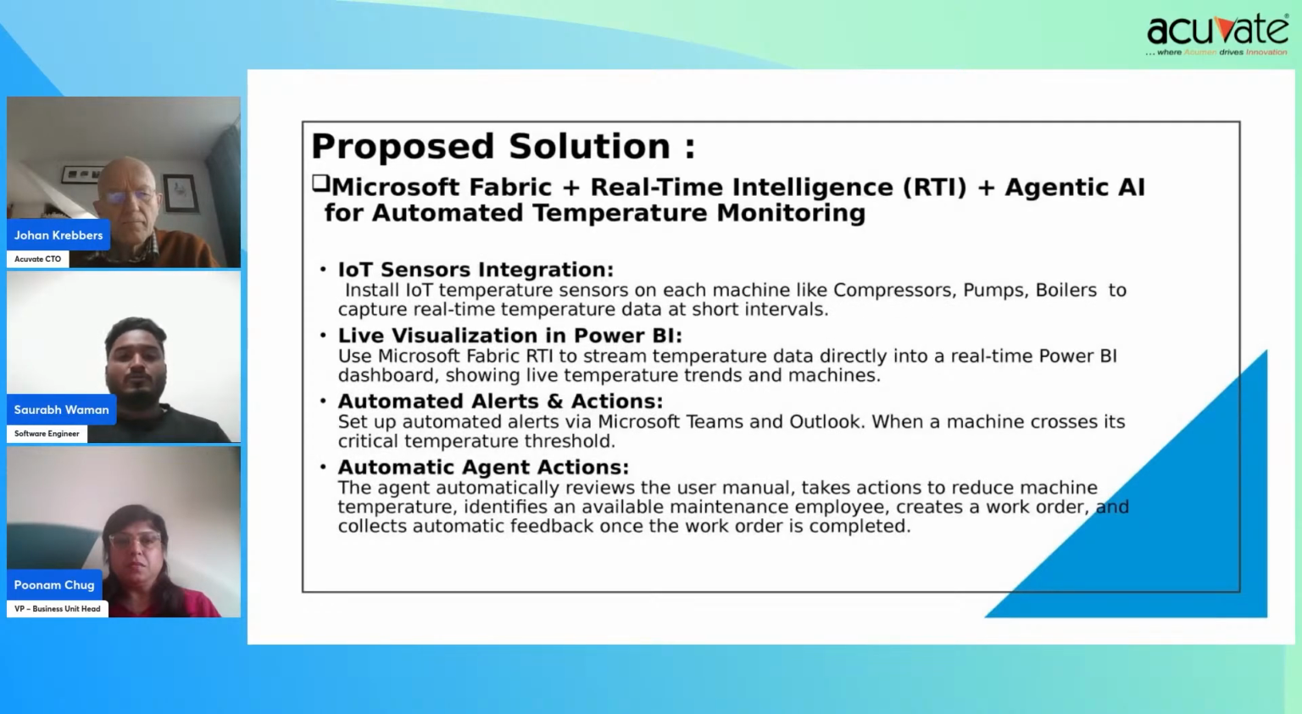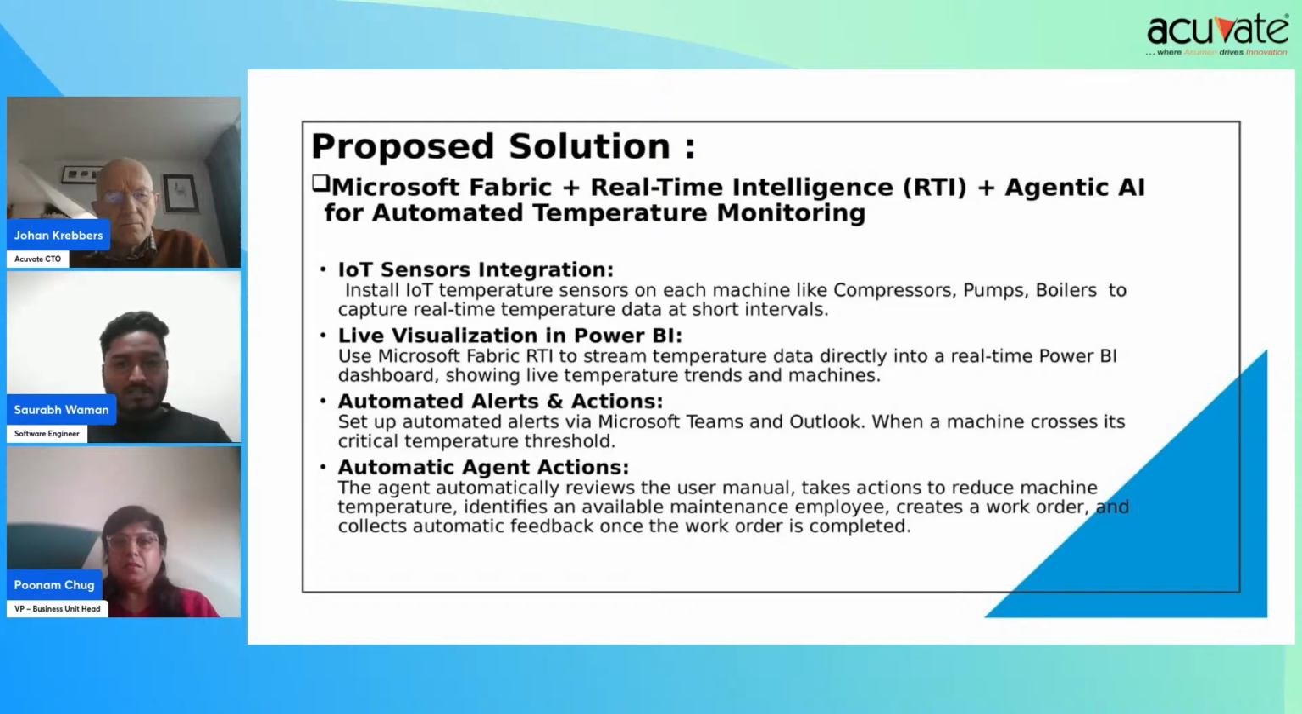Yeah. So to overcome that problem, we propose a solution using Microsoft Fabric plus Real-Time Intelligence, that is RTI. And inside that we are adding agentic AI, so it will take some automated actions. Basically, for that we are installing IoT sensors. Right now, we are installing a DHT11 sensor for each and every machine. With the help of that sensor, we are capturing real-time temperature data at a very short interval.